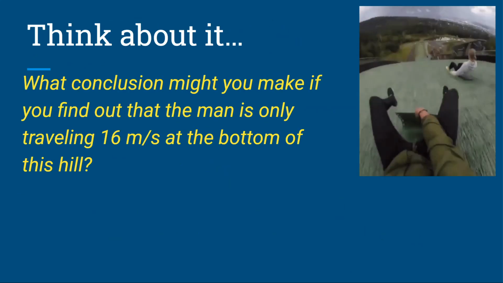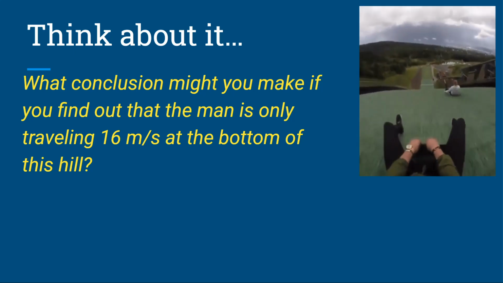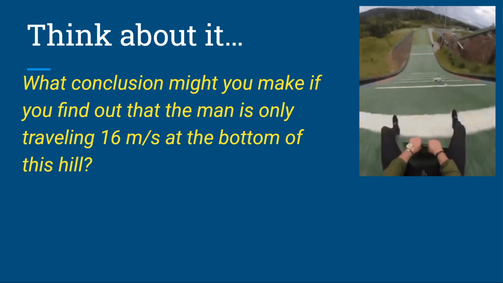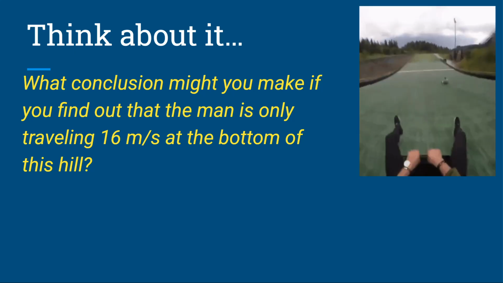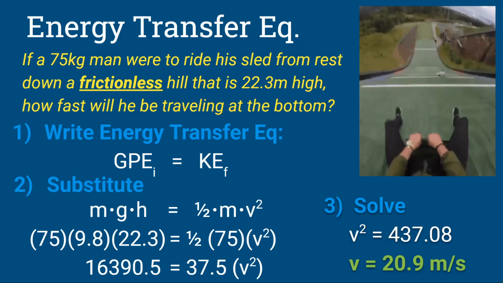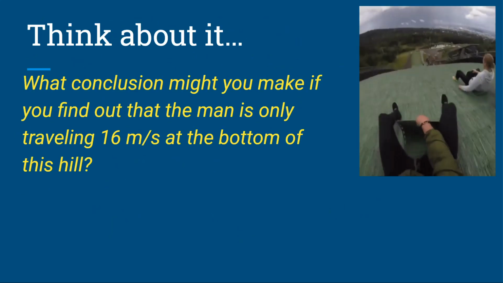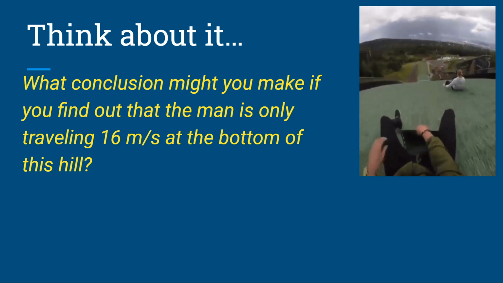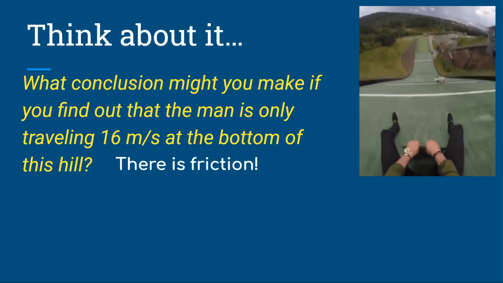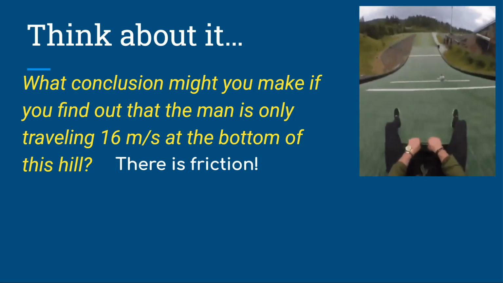Follow-up question. What conclusion might you make if you found out he is only traveling 16 meters per second? There you go. He already said it. What if you're not going 21 or 20.9? What if you're going slower? Probably friction, yeah. It said frictionless in the question, but what if I gave you a scenario where I told you how fast he's moving at the bottom, then you go, well, there must be friction present.